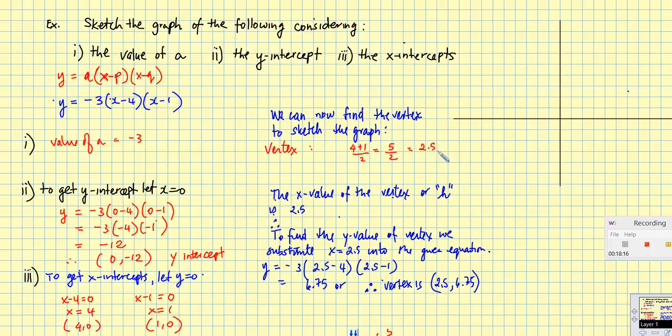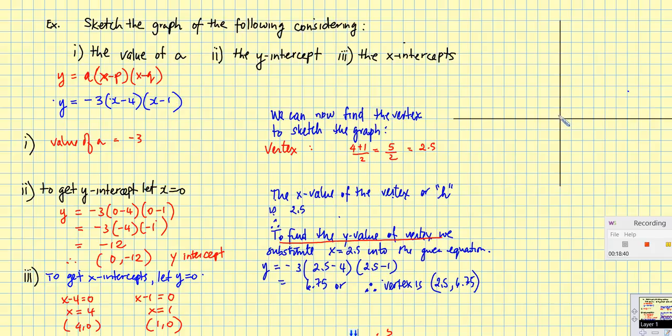Now, to get the y value that corresponds to that, I substitute x equals 2.5 into the given equation, and I end up getting negative 3 times 2.5 minus 4 times 2.5 minus 1, and I end up getting 6.75. All right, so I can now graph the points that I have.